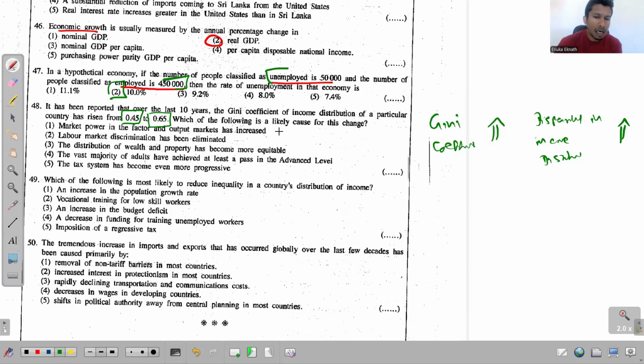Which of the following is a likely cause for this change? Okay, so the first one says market power in factor and market power in output has increased, which means the business firms have gained the market power in both factors and output, which means the firms have the ability to reduce the price of factors and increase the price of output. So as a result of this, what will happen?